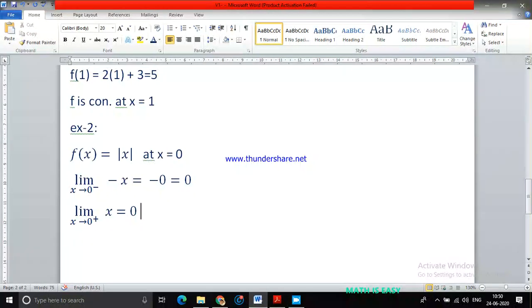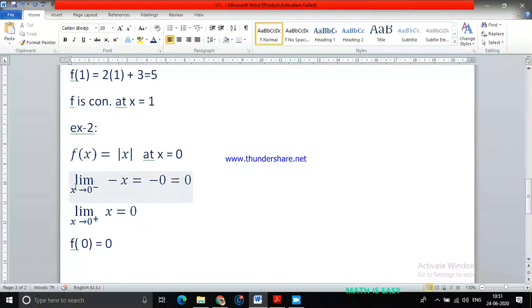And at x equals 0, the f of 0 value: if x is 0, then mod x is going to be 0 only. So hence f of 0 is also equal to 0. So left limit is 0, right limit is 0, and function value is 0. Hence f is continuous at x equals 0.